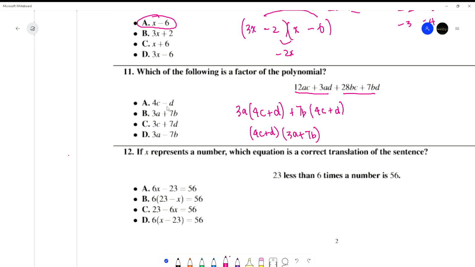And let's see. 4c, nope, that's not there. 3a plus 7b is b.